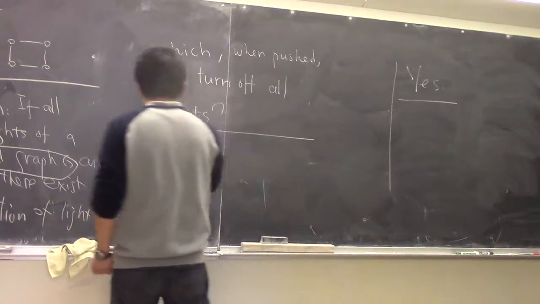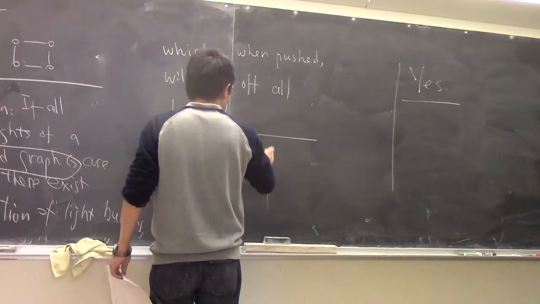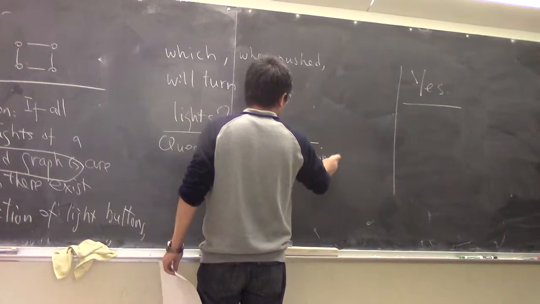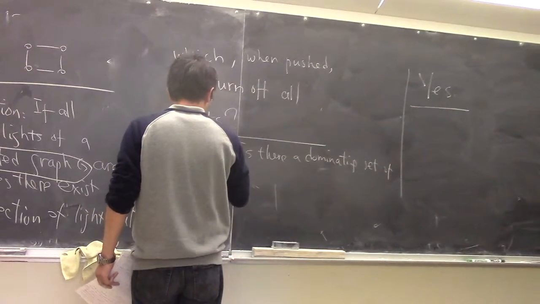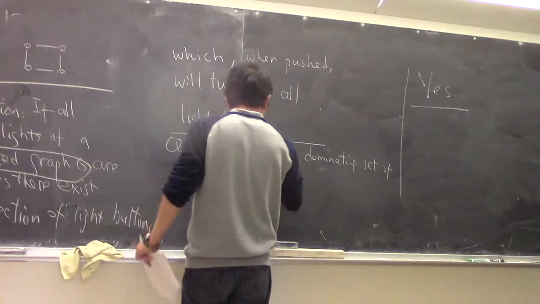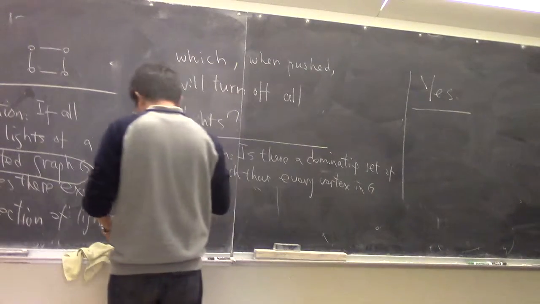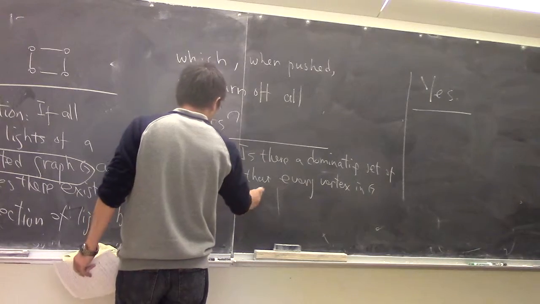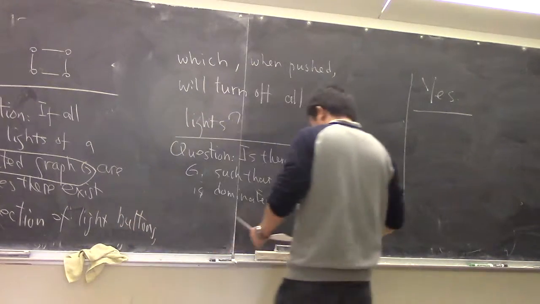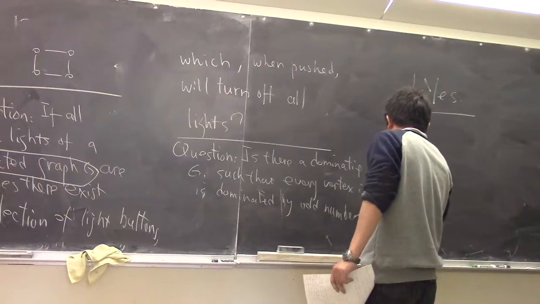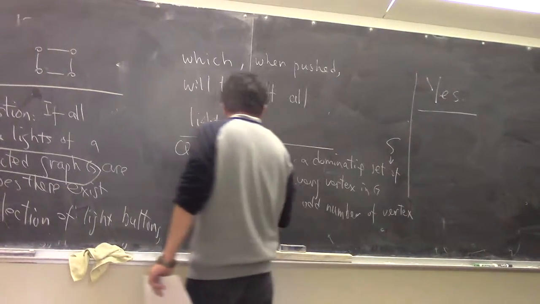So I can change the question into our dominating set setting. Basically it says, is there a dominating set of G such that every vertex in G is dominated by an odd number of vertices? If I say this dominating set is S, then every vertex is dominated by an odd number of vertices in S.